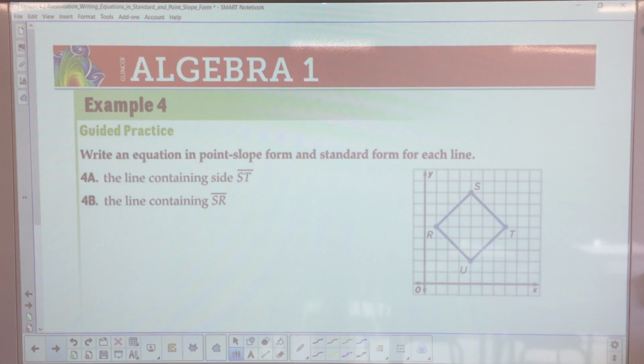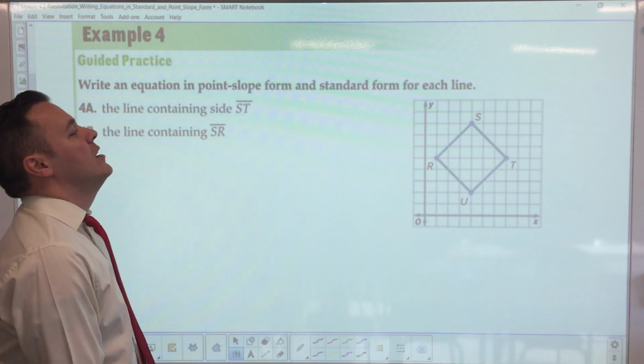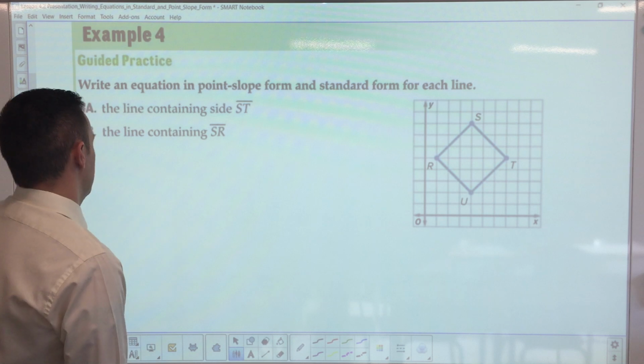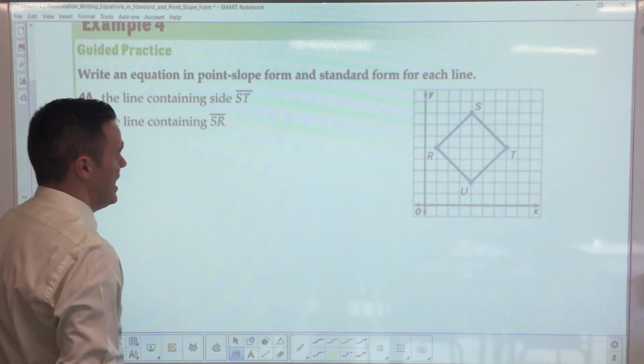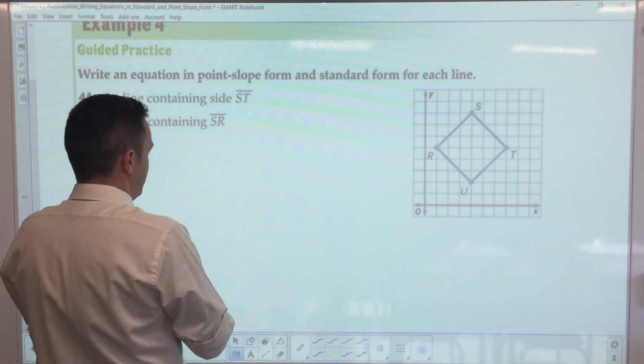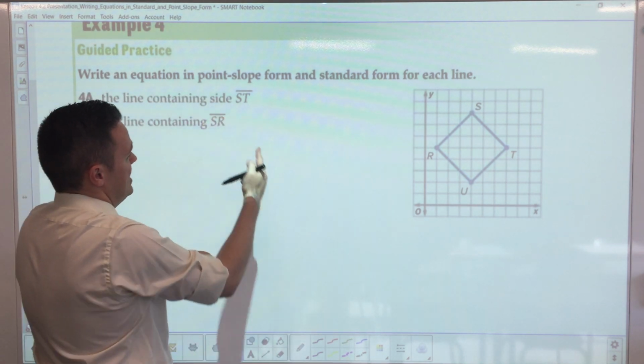Isn't this fun? All right, write an equation in slope-intercept, point-slope, or standard form for each line. Holy cow, this is a long lesson. If you need to take a break, I think this is going to be a 2-day lesson. Okay, so the line containing ST.